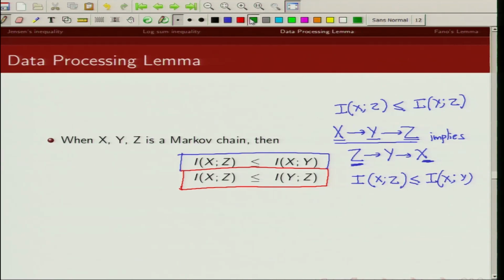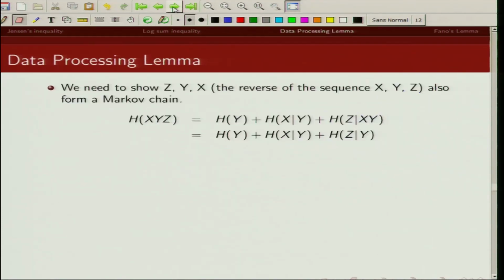So, to prove this result, it is sufficient to prove that if x, y, z form a Markov chain, it implies that z, y and x also form a Markov chain. So, we will show now that if x, y and z form a Markov chain, then z, y and x will also form a Markov chain.